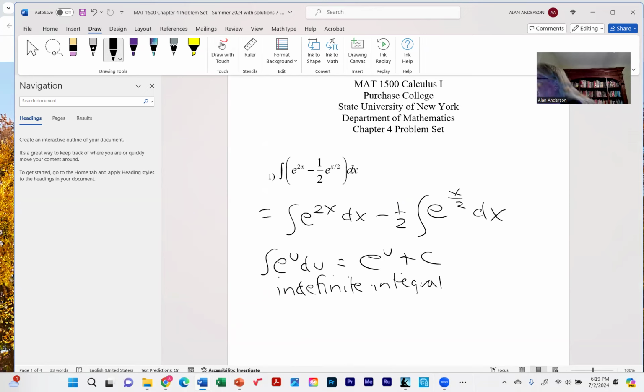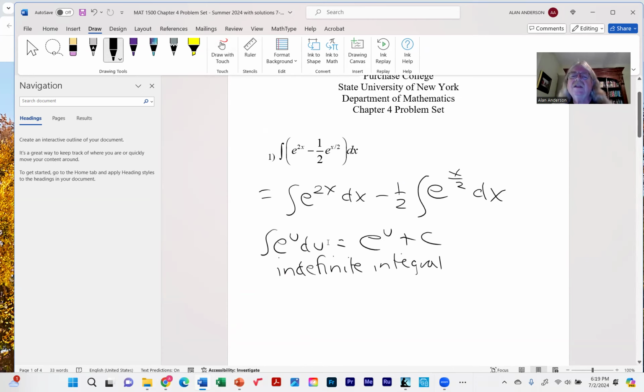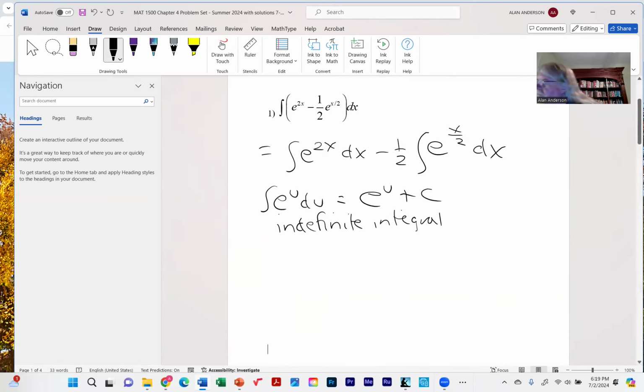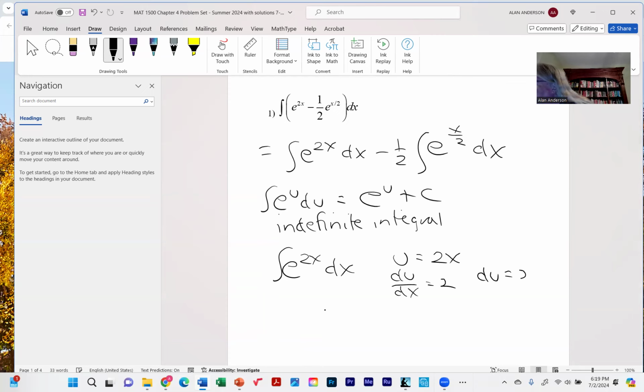Now, here's the thing, though. We often have to rewrite our integral to put it in this form, or the form that we're looking for. So here's a perfect example of this. Let's start with the first one, the integral of e to the 2x dx. Suppose that I decide to let u be 2x. du dx would therefore be 2. du would be 2 dx.